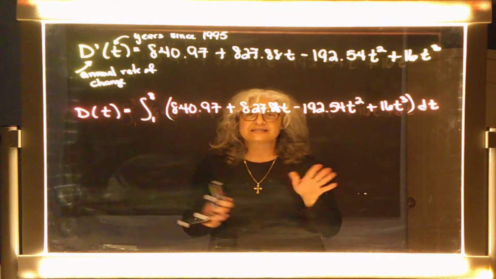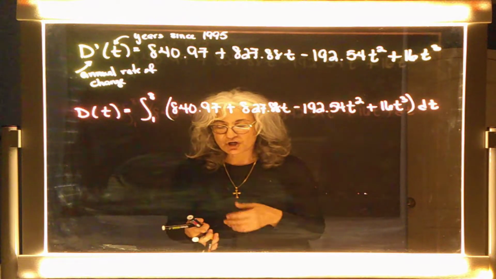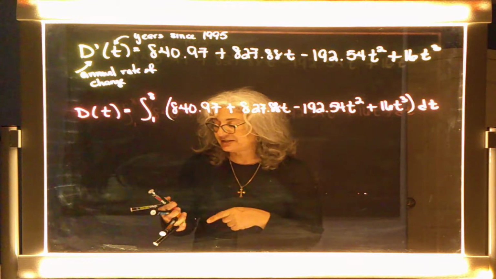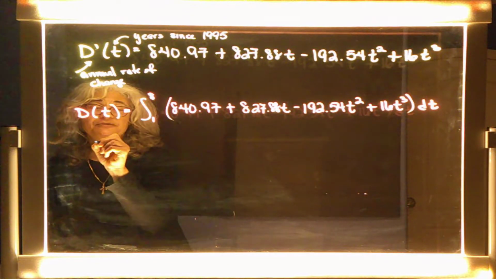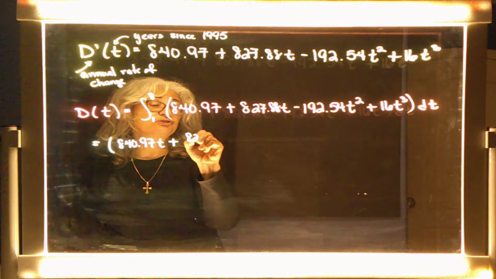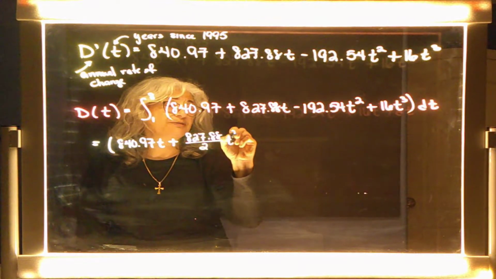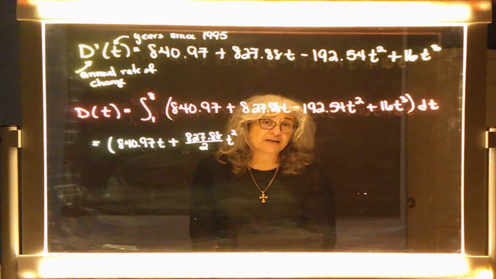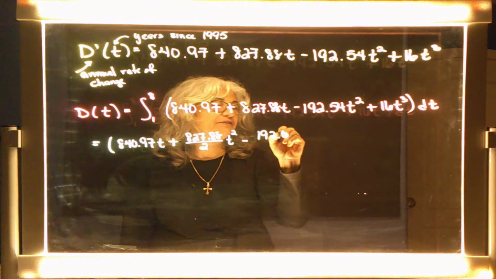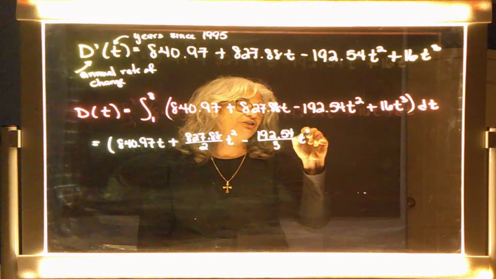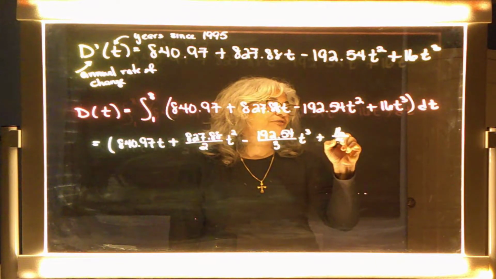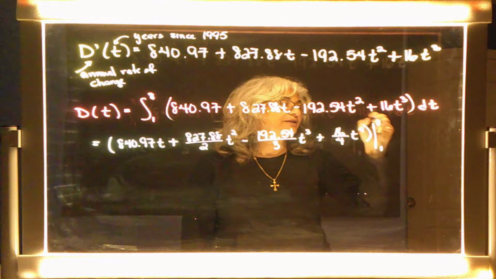Good? All right. So now we have to take the antiderivative of this lovely thing. And gratefully, there's a bunch of minus signs and addition signs between them, which means we can look at them separately. So when we take the antiderivative, that will be 840.97t plus 827.88 divided by 2 times t squared. Because remember, the antiderivative of t is 1/2 t squared, right? That's why the 827.88 is over 2, minus 192.54 over 3 t cubed, right? Because the antiderivative of t squared is 1/3 t cubed. Okay, and then plus 16 over 4 t to the power of 4. And we're evaluating from 1 to 8.